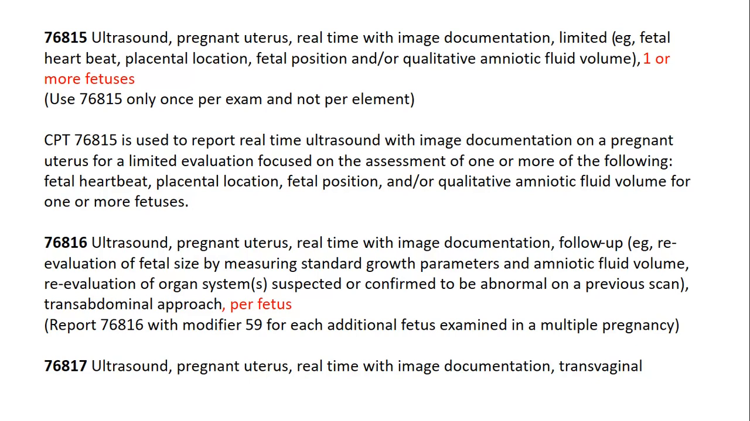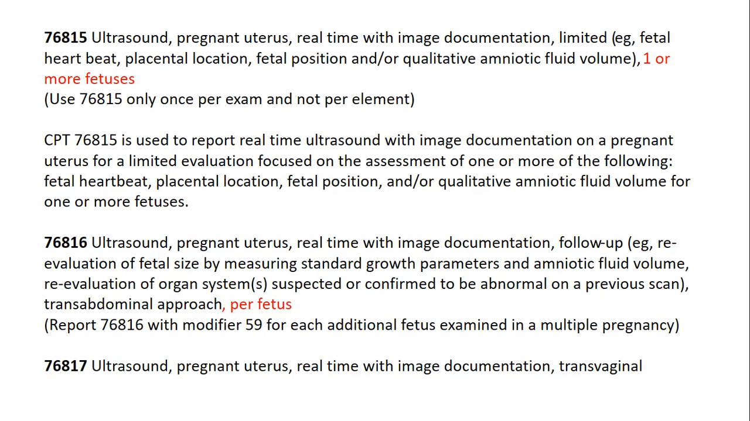If you see the limited ultrasound pregnant code, it is for one or more fetuses, so we give only one code, but in some follow-up codes you have to give multiple codes for each additional gestation, and you have to give the 59 modifier for the additional CPT code. This is a very important confusion among medical coders, so please note this down when you are using multiple CPT codes, and avoid using the 59 modifier when it is not required.